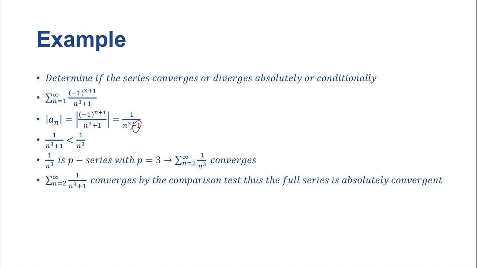Okay, so now we have also determined up here that our absolute value series is less than this 1 over n cubed. So if we're less than a series that converges, then we're also going to converge. So our original series, the sum of 1 over n cubed plus 1, converges by the comparison test. And thus, the full series, when we take the absolute value of it, is convergent. Thus, it is absolutely convergent. Thus, the series converges. Okay, so that's a pretty standard example about absolute convergence.